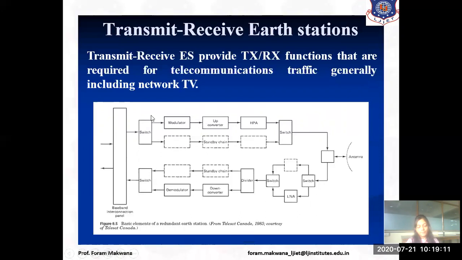Over here, the first block at the transmitting side is the modulator, which is used to transmit the signal to a longer distance. That's why we use modulation. That means we superimpose our information signal onto the carrier frequency, or you can say a higher frequency. It is up converted with the help of a mixer, and it is amplified with the help of a high power amplifier.